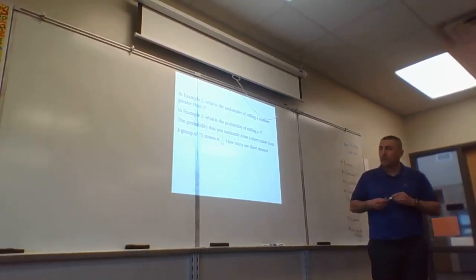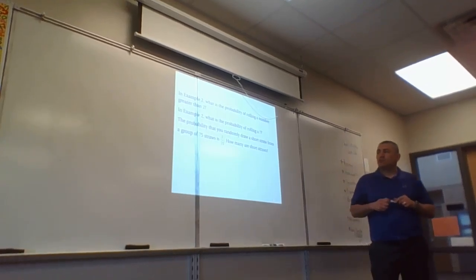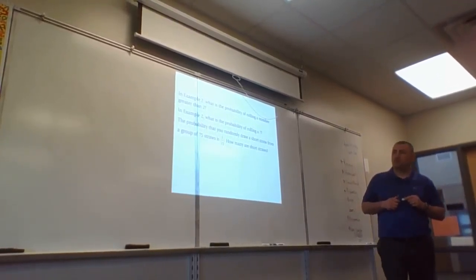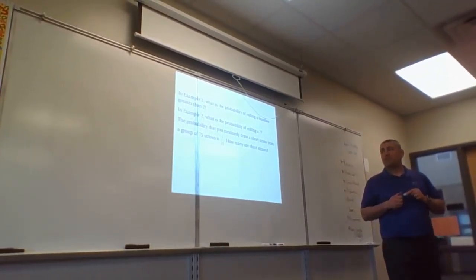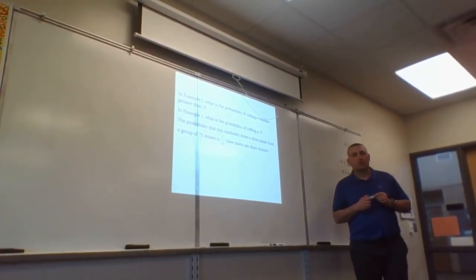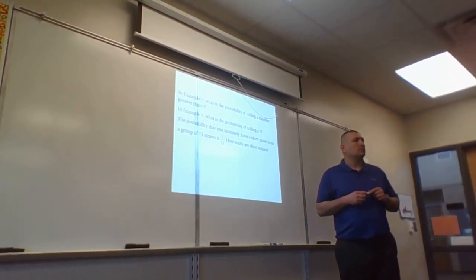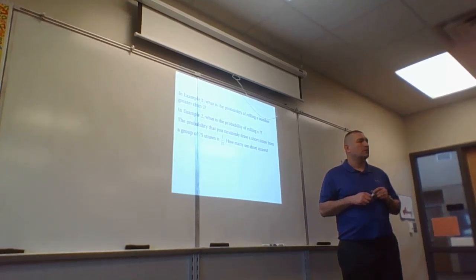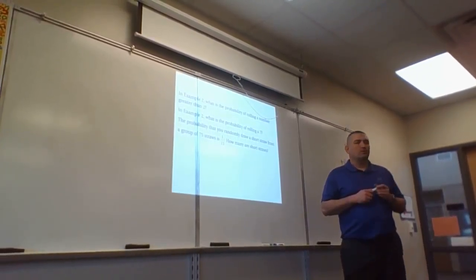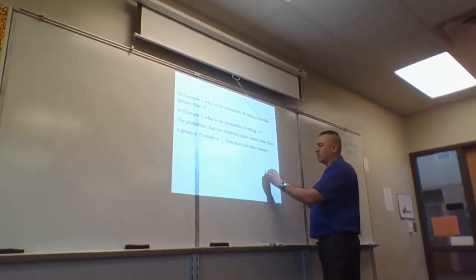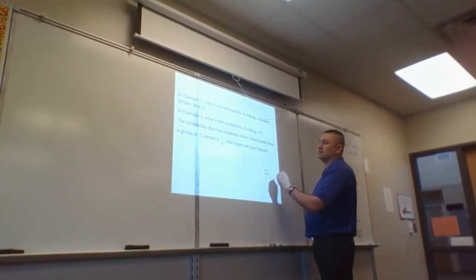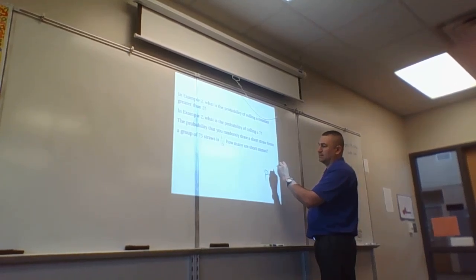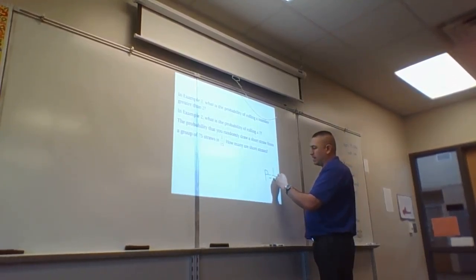The probability that you randomly draw a short straw from a group of 75 straws is 1 over 15. How many are short straws? You get a double. Brandon, start me out. How am I going to do this? What do I start with? The probability. Which is? 1 out of 15. 1 out of 15. Okay.